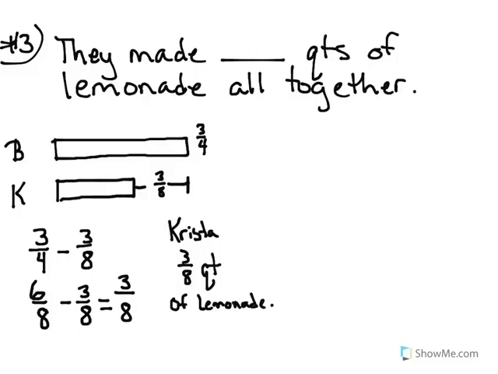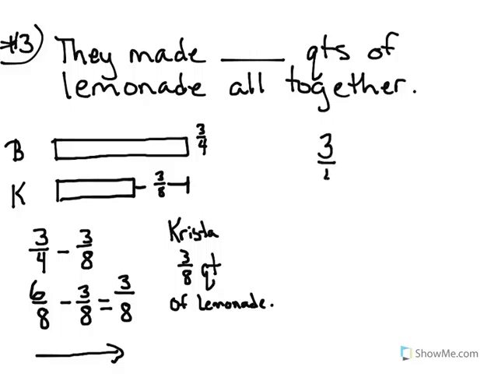So I just answered my hidden question. Now I need to find my total. In order to find the total, I need to add Ben's lemonade to Krista's lemonade. Now I'm going to set up my problem differently so that you can see it in 2 different ways. Here I did my problem horizontally. Now I'm going to show you vertically. It doesn't matter which way you do it as long as it's going to work for you.